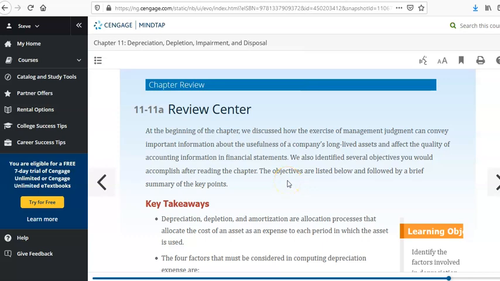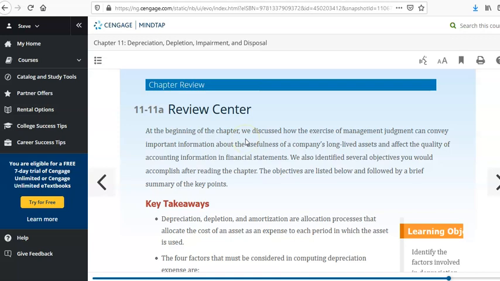Welcome to Chapter 11. As you can see at the top, of course, we all know what the topics covered are: depreciation, depletion, impairment, and disposal of fixed assets, intangible assets, things like that. And I just have us at the end of the chapter at the Review Center. This is always really good to go through. The Review Center is a really good summary of all the key concepts.